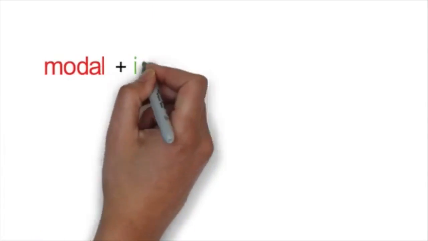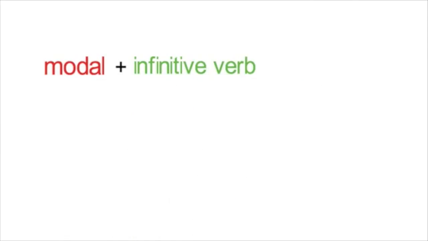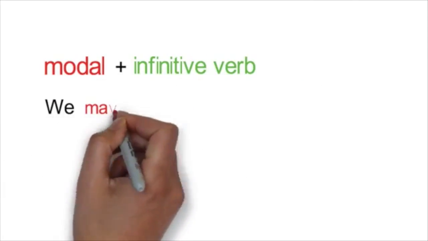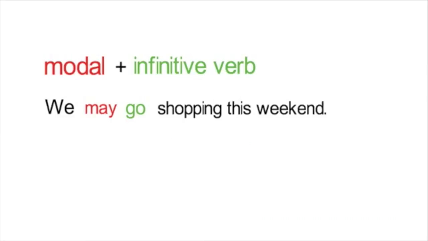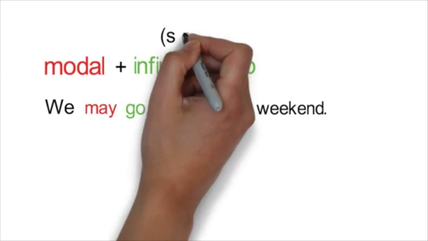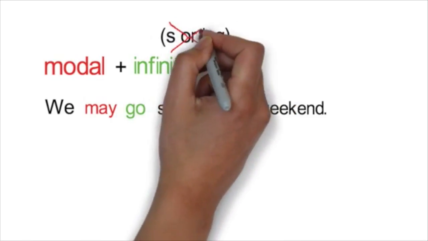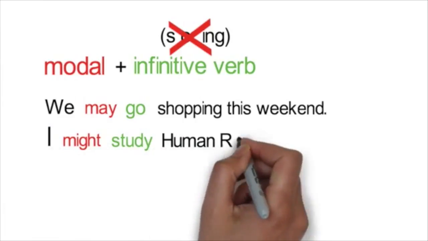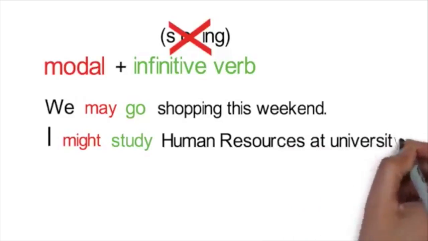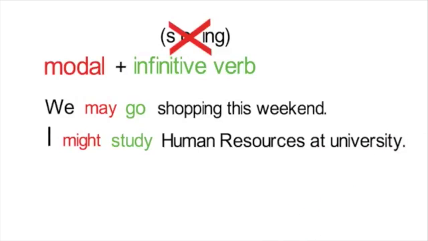Keep in mind that each sentence has a modal and an infinitive verb. For example, the first sentence, we may go shopping this weekend, has may and then the infinitive verb go. Remember, the infinitive does not have an ending, such as s or ing. The second sentence, I might study human resources at university, includes the modal might plus the infinitive verb study. Again, after a modal, there should be an infinitive.